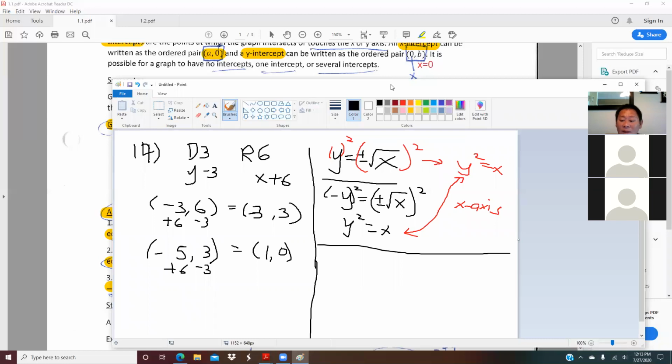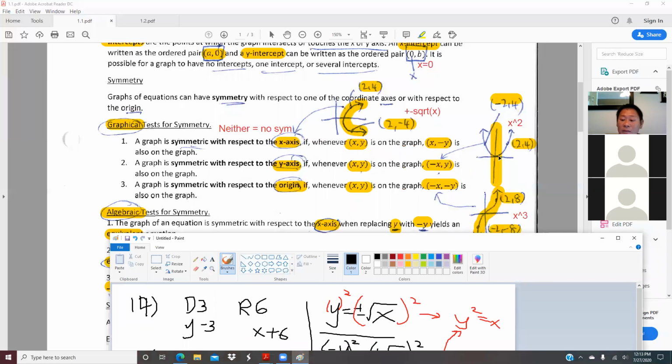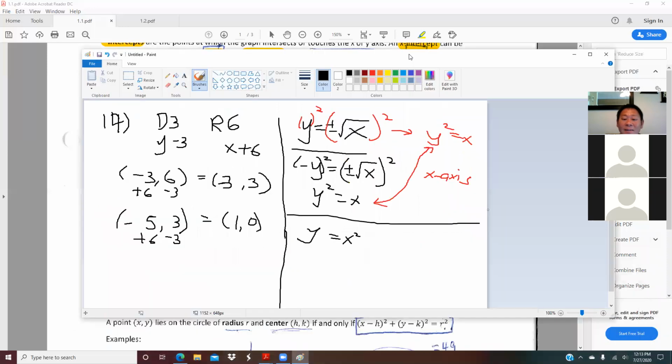The next one that we have is y equals x squared. This is the one that we know is symmetric with respect to the y-axis, the parabola. So what I do is replace x with negative x. I replace the x with negative x and square it, and I still get the same thing, x squared. So you find out that these two are exactly the same. That's why it is symmetric with respect to the y-axis.